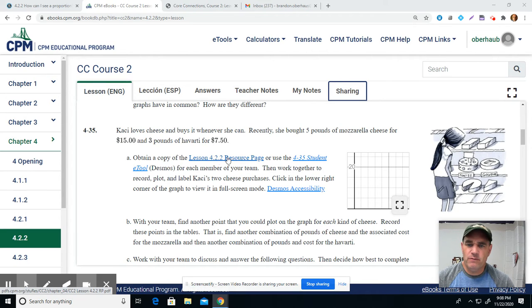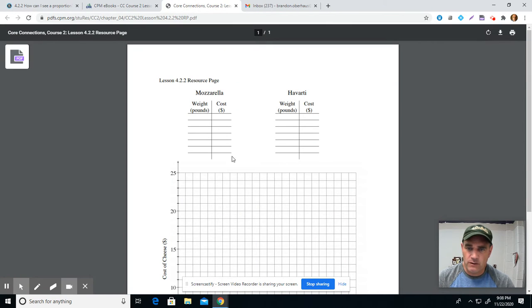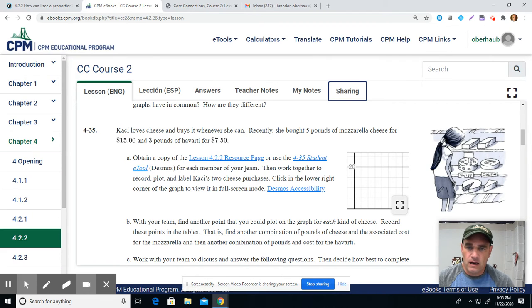Obtain a copy of this page, which the nice thing is, since you're doing this online, you can just click this, and when you click it, this will come up, which is what we're going to use. Or use a 4-35 eTool Desmos, so you can try that if you would like. Then work together to record, plot, and label the two cheeses. Click on the lower right corner of the graph to view it in full mode demo for Desmos.